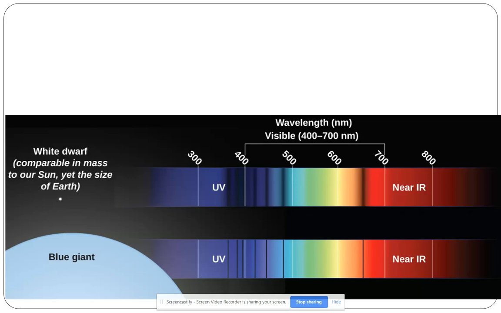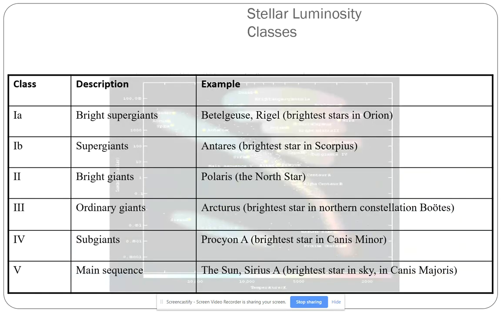Here is the cliff notes. The different luminosity classes: bright supergiants, bright giants, ordinary giants, subgiants, and main sequence. Put this together and you describe a star with its spectral class and its luminosity class.